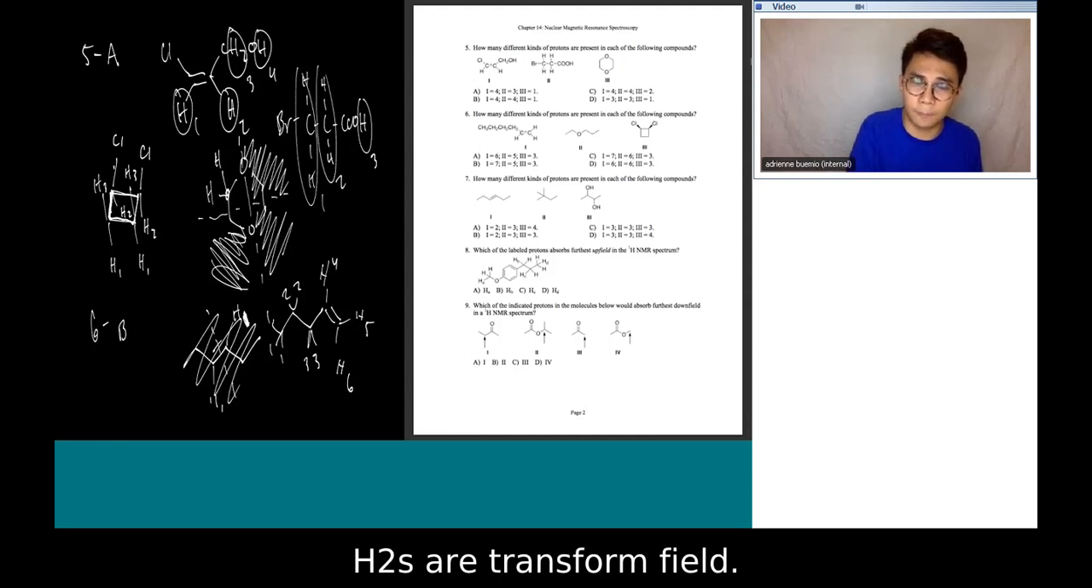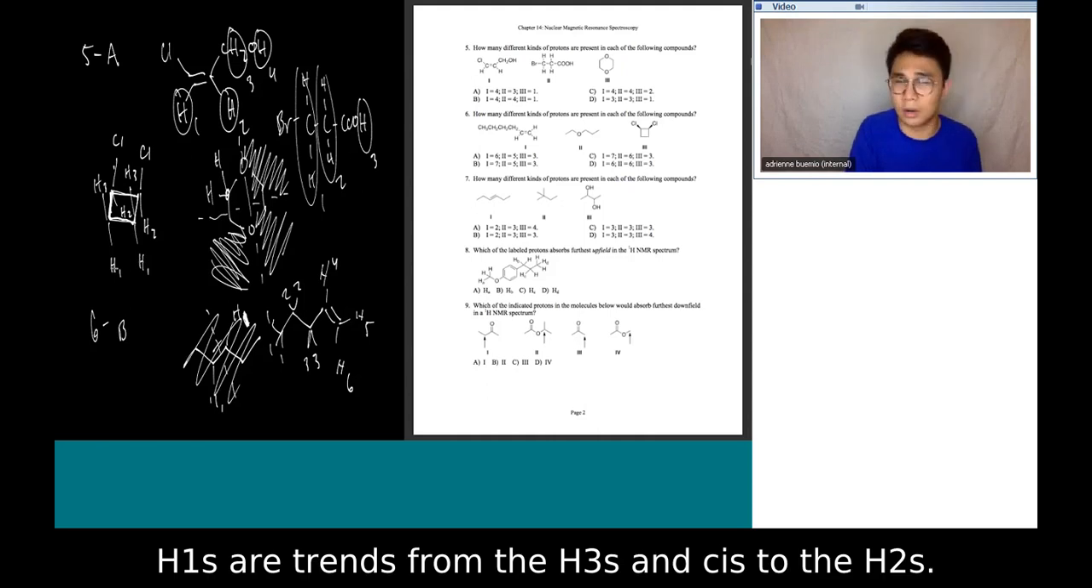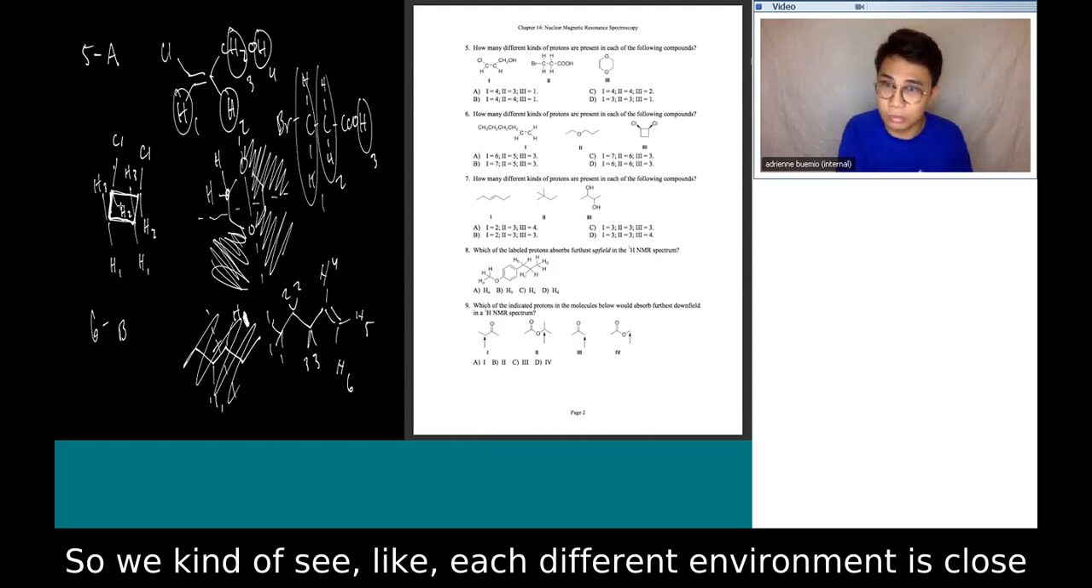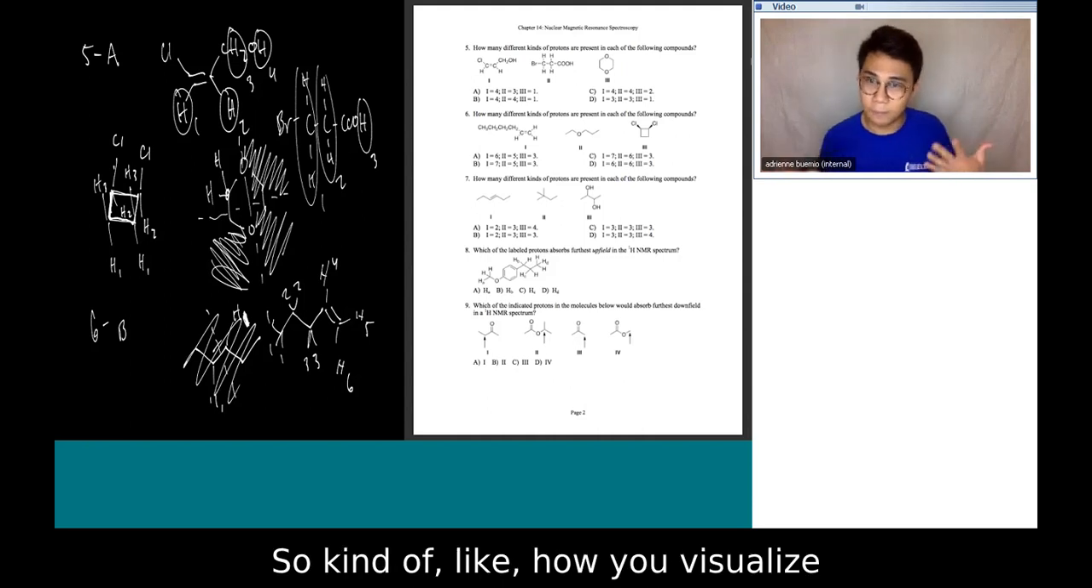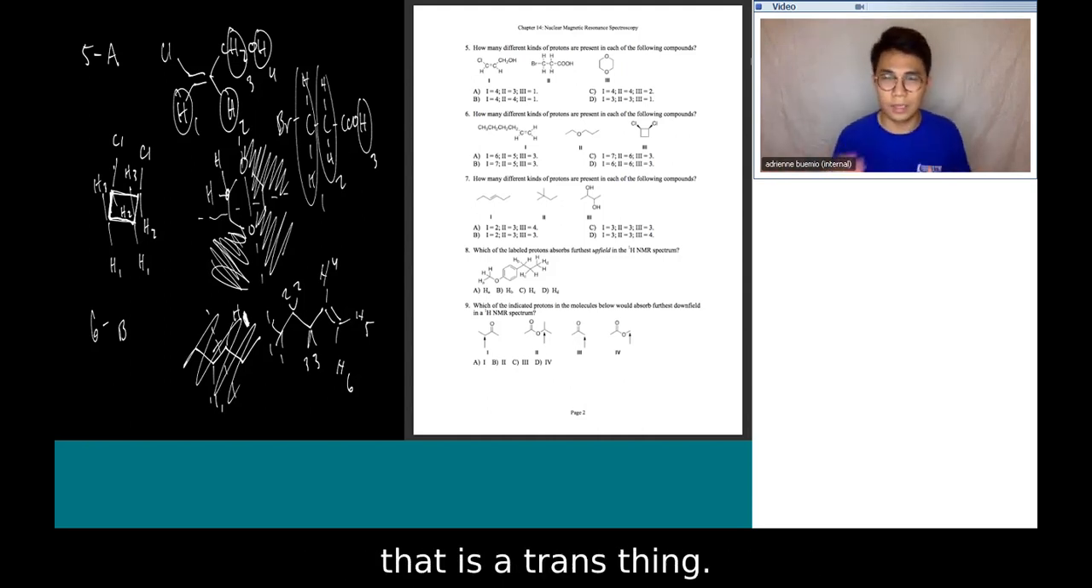H2s are trans from the Cls and cis to the H1s. H1s are trans from the H3s and cis to the H2s. So we kind of see that each different environment is close to something different, right? So that's how you visualize it as a cis and trans thing.